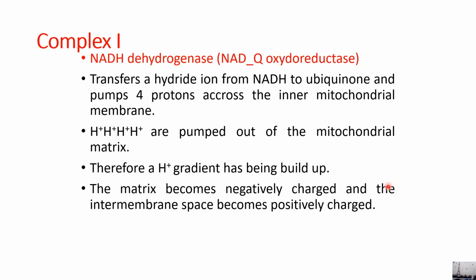NADH dehydrogenase transfers a hydride ion from NADH to ubiquinone and pumps four protons across the inner mitochondrial membrane. So these protons are pumped out of the mitochondrial matrix. Therefore, a proton gradient is built up, and the matrix becomes negatively charged, and the intermembrane space becomes positively charged.